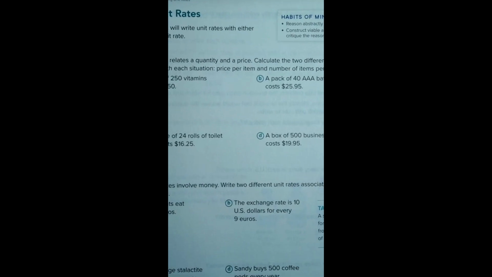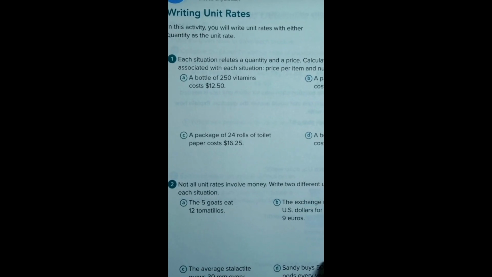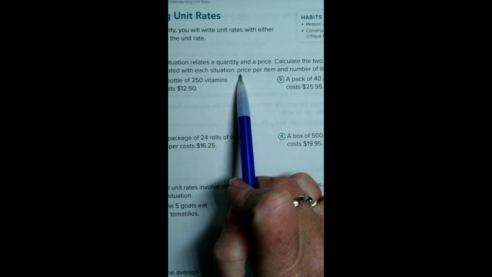Okay, I'm going to zoom in a little bit here so we can get this to be a little bit more clear. So it says each situation relates a quantity and a price. Calculate the two different unit rates associated with each situation. They want price per item and number of items per dollar. Okay, so we need price per item first.